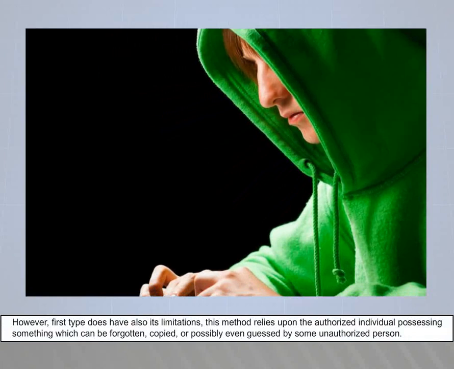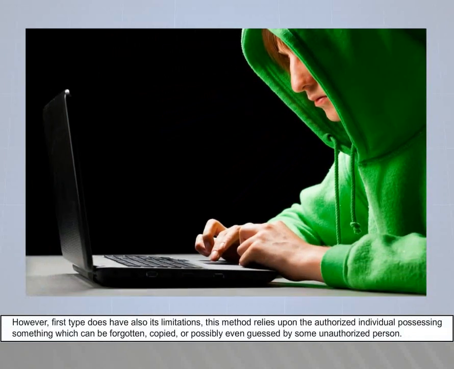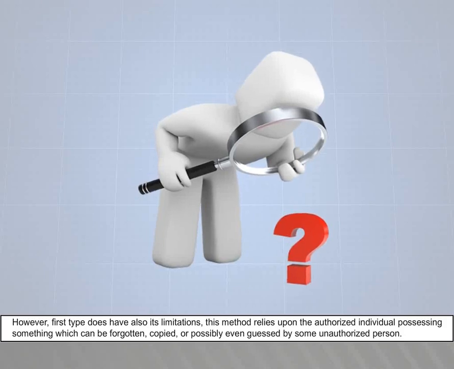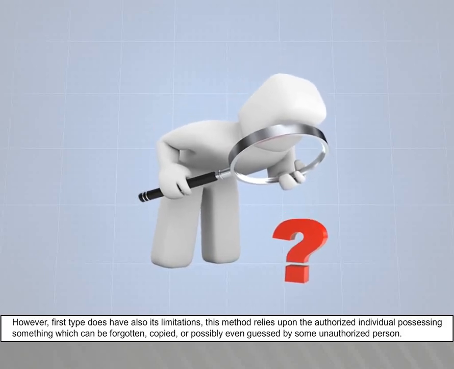However, first type does also have its limitations. This method relies upon the authorized individual possessing something which can be forgotten, copied, or possibly even guessed by some unauthorized person.